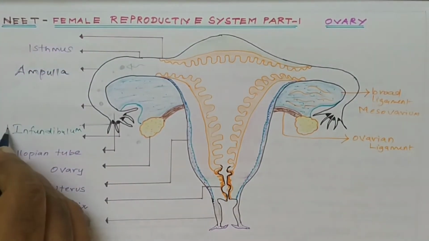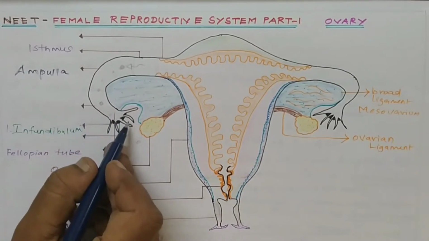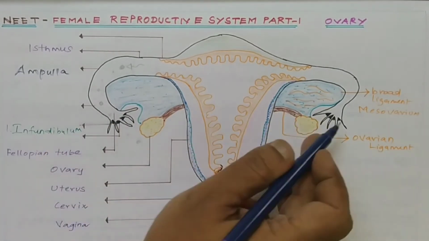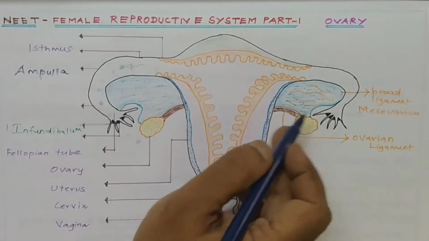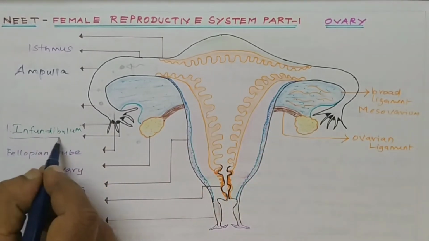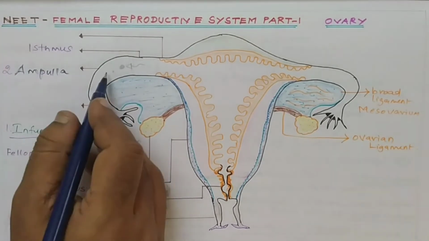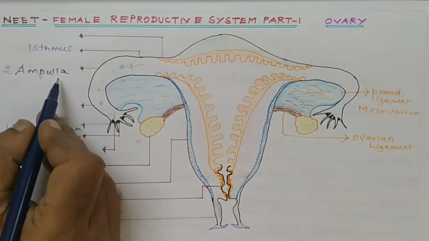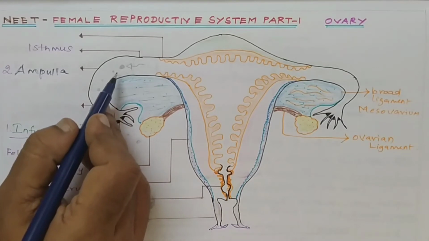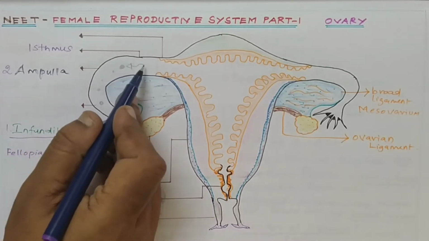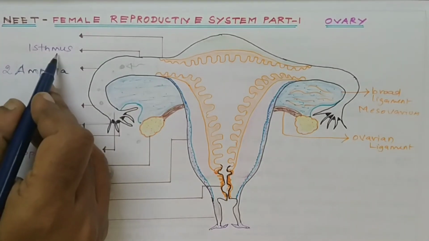Number one, the infundibulum, the terminal, lateral part. Lateral part means right side and left side. The last terminal lateral part is termed the infundibulum. Number two, the previous part of the infundibulum is termed the ampulla. In this ampulla part only, fertilization occurs, remember it. Then medial to the ampulla, the previous part of the ampulla, is called the isthmus.